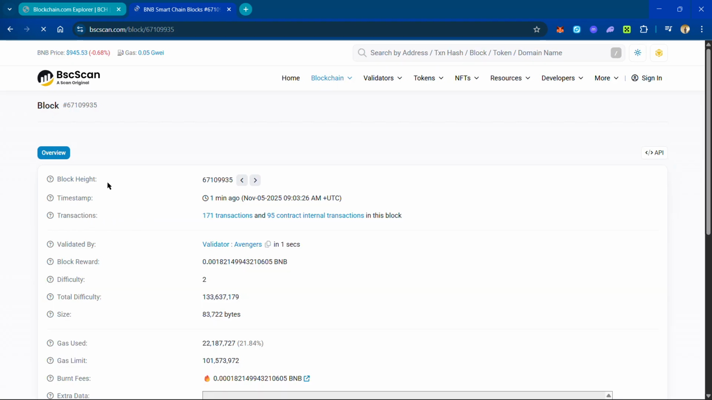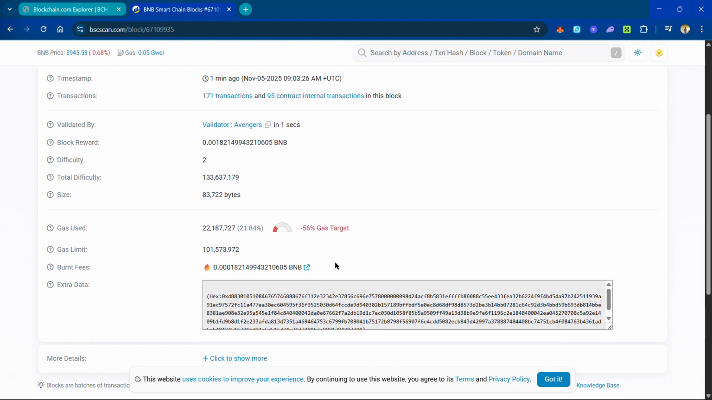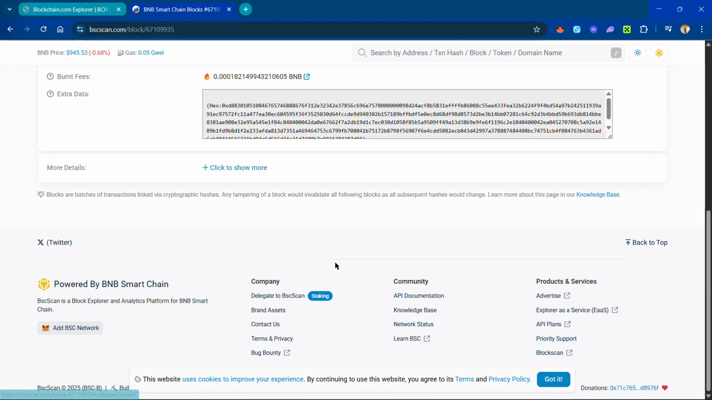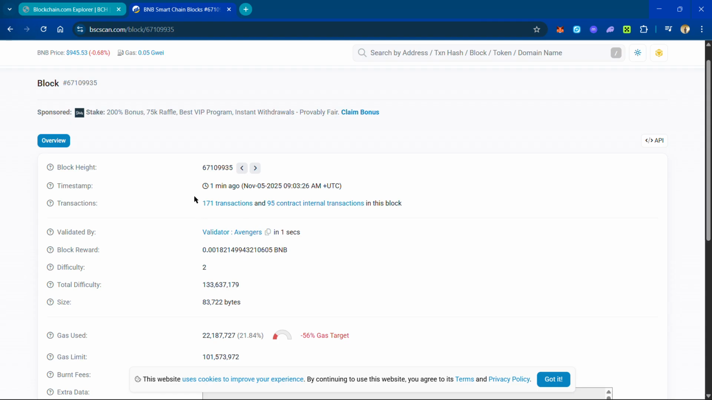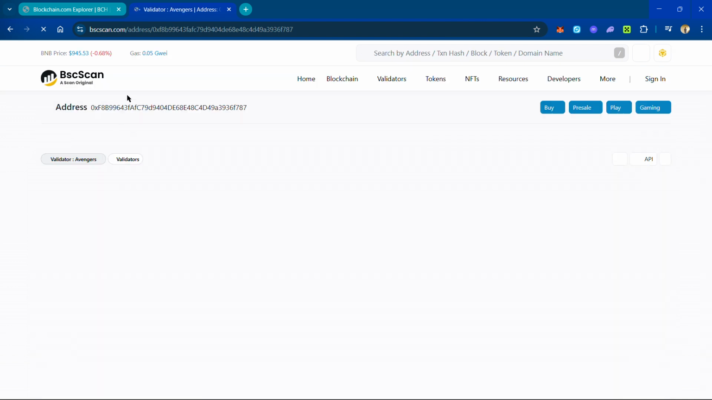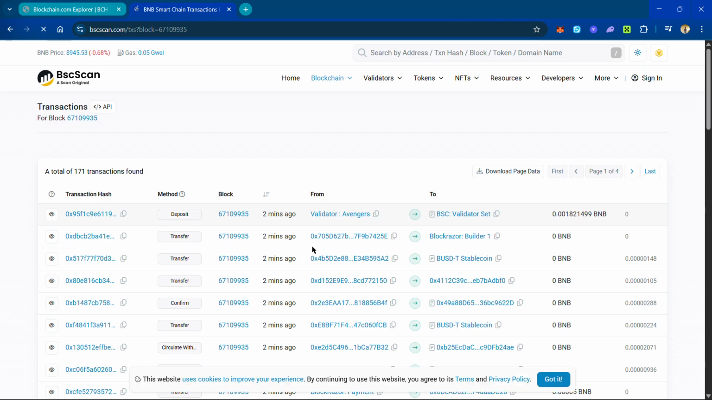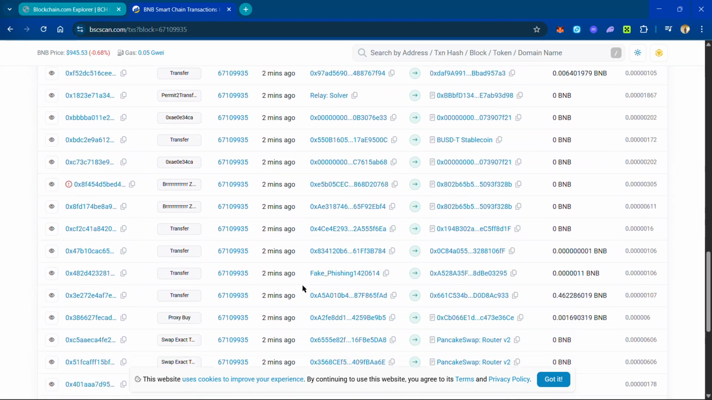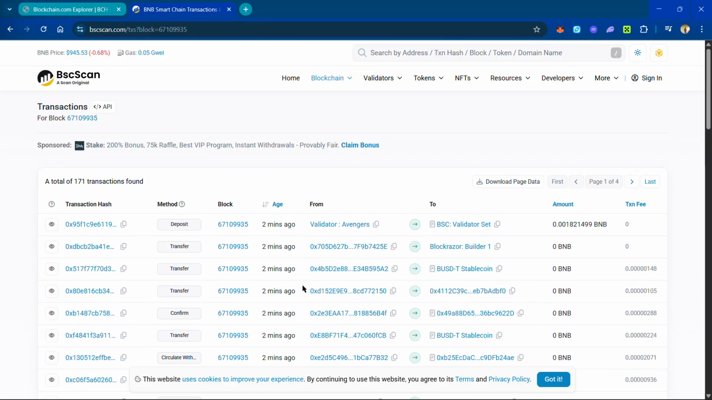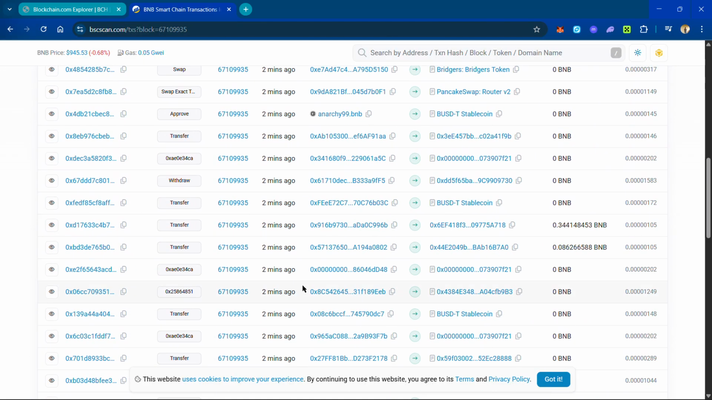7,109,135. So this is the information about the block, and it was created a minute ago. The validator is the Avenger. These are the group of miners that validated it, but I'm not going to go there yet. Then these are the transactions that have been done in this block. These are the transactions done.